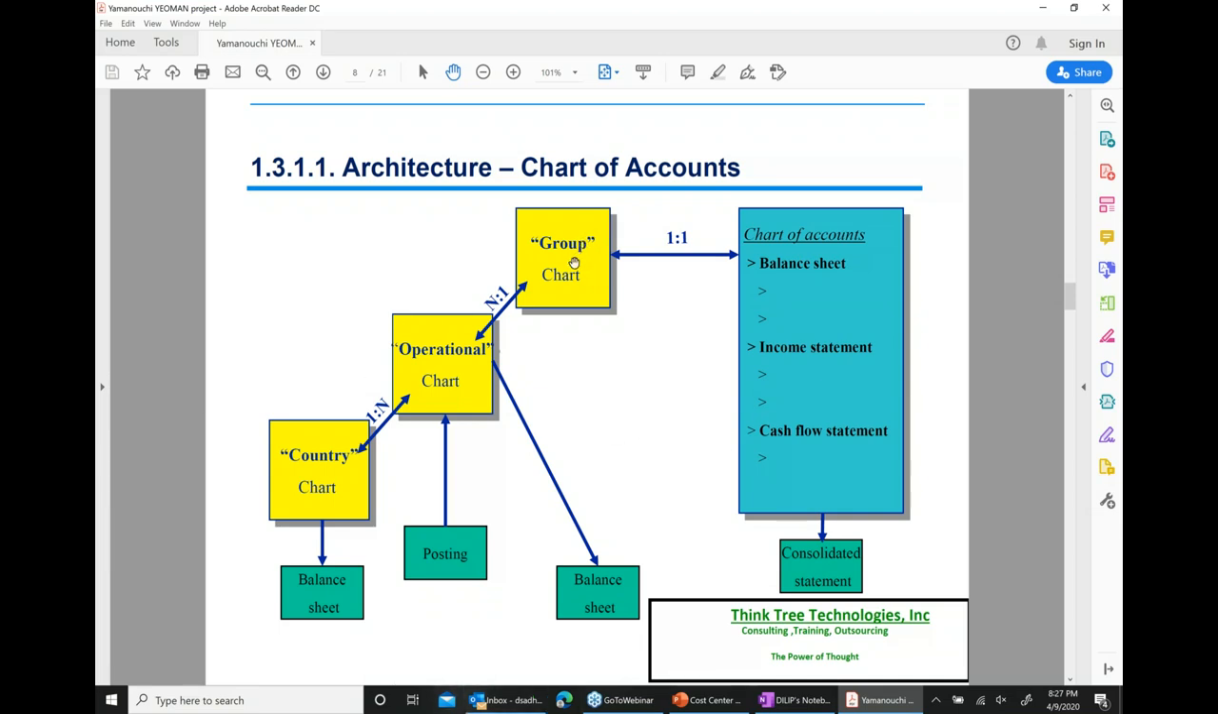Then we have something called group chart of account. Group chart of account basically means where you can have these charts of account assigned to a group, and you can do it for group reporting and for group consolidation. So country chart of account, operational chart of account, group chart of accounts.